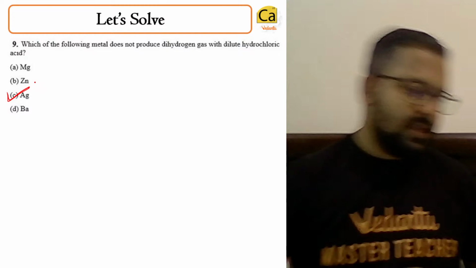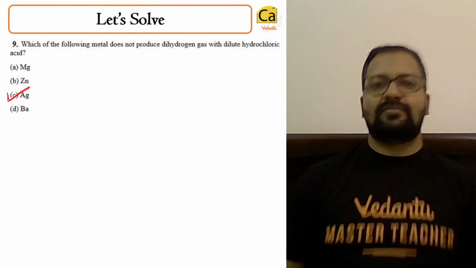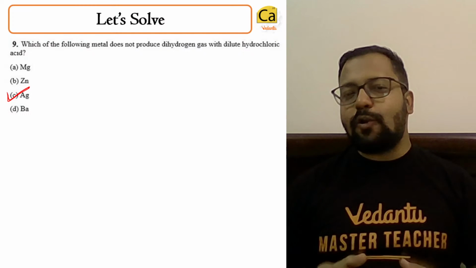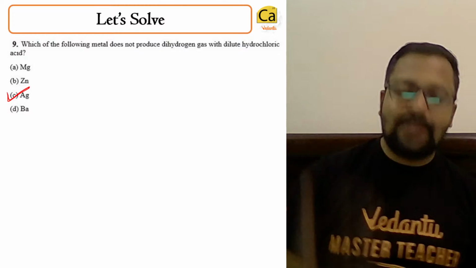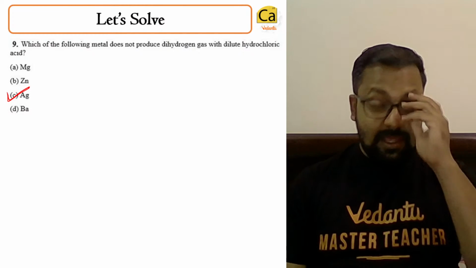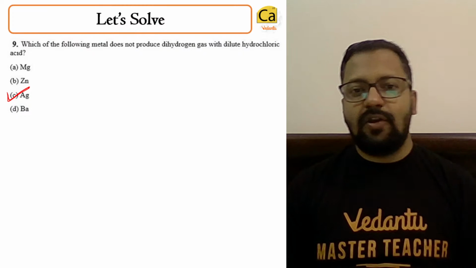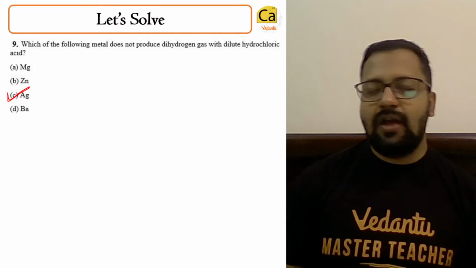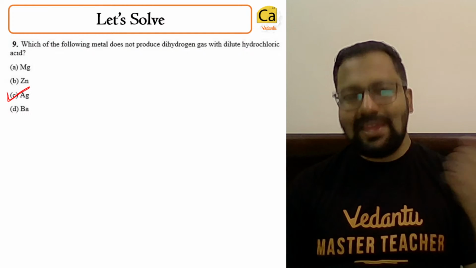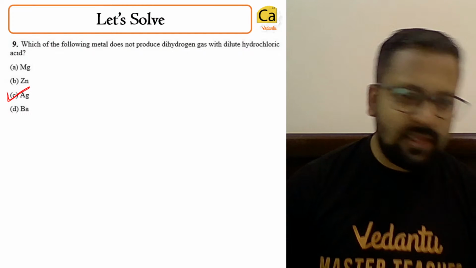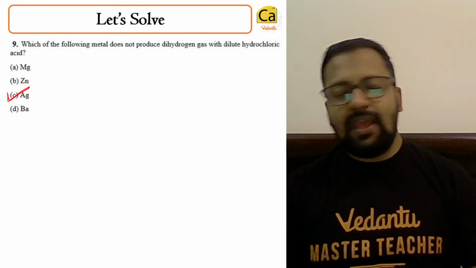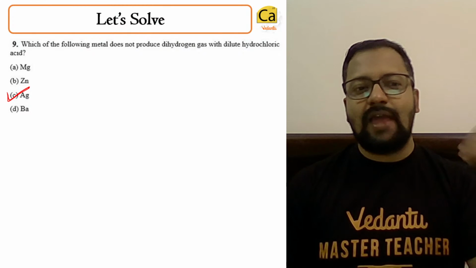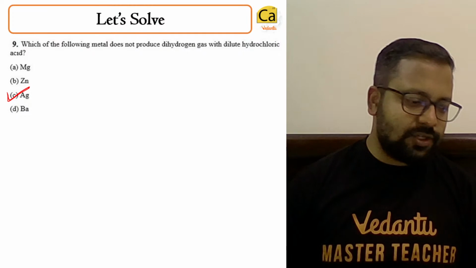Answer is C. Silver. Silver lies below hydrogen in the activity series and so is incapable of displacing hydrogen from its compounds, from water, from HCl, from H2SO4. Ag will not displace it. Ag, Au, platinum, palladium, all of these are present below hydrogen in the activity series. Right answer should be C.